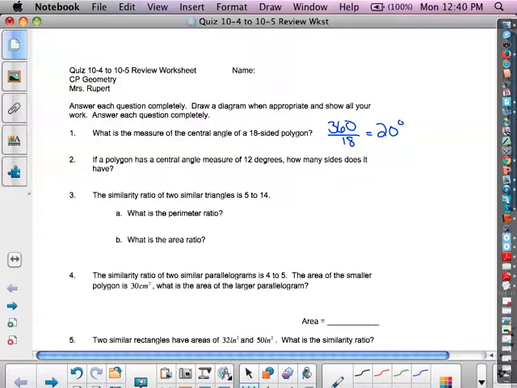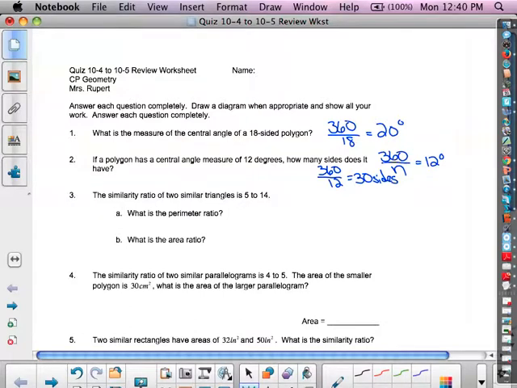Second one, if a polygon has a central angle of 12 degrees, how many sides does it have? Again, you have 360 divided by the number of sides equals the angle measure, which is 12. So when you set that up and cross multiply, you're going to get, again, 360 divided by 12 is equal to 30 sides.